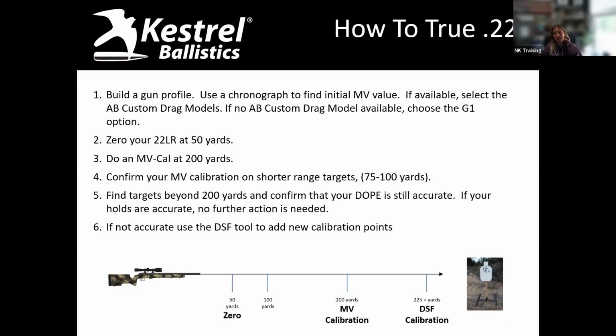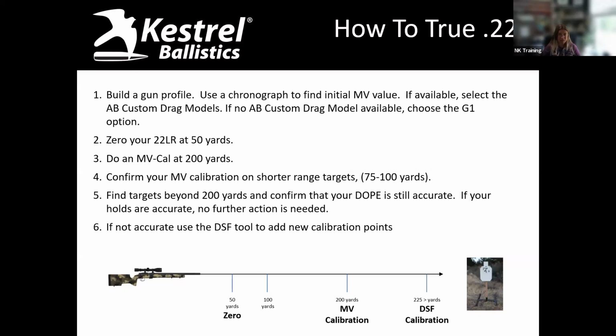But it is a little bit different of a process, and I talked to somebody else about this before. The first thing to do is that we do recommend that you use AB custom drag models like we always do. If you have a choice, I would pull in an AB CDM. If you don't have a choice of a CDM, this is the one time that we tell you to use a G1 rather than a G7. If you think about those little bullet pictures, a G1 is kind of rounded at the front and flat at the back. That's more like what our 22 looks like, instead of that boat tail at the back and the pointier start of some of the bigger rounds, right? So use G1 if you can't use an AB custom curve.